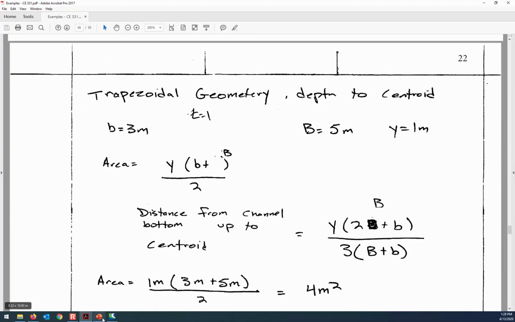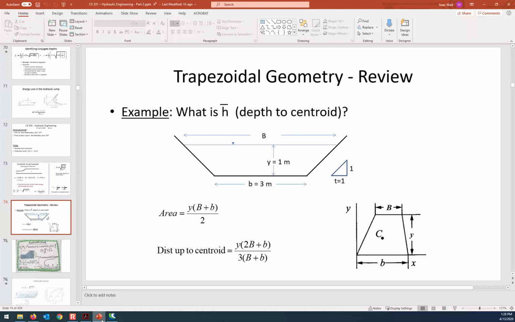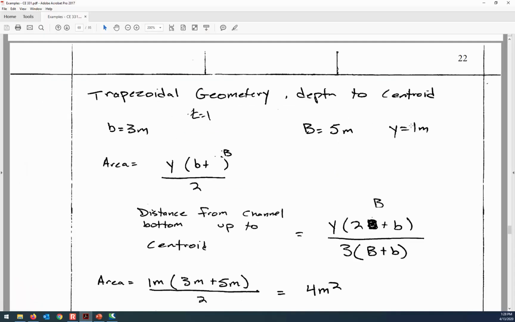So if we have, as it explains in this example, a depth of 1 meter, then that means B, the top width, is going to be 5. And it's going to be 5 because the side slopes are 1 horizontal to 1 vertical. So for 1 meter of depth, that means we have a meter on the left side, a meter on the right side, and then the 3 meters. And so capital B is going to be 5 meters.